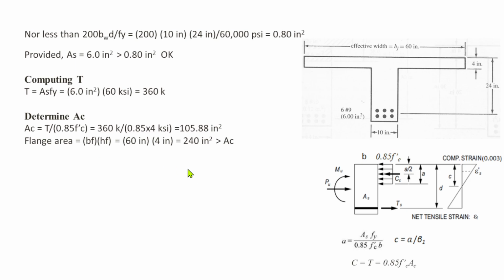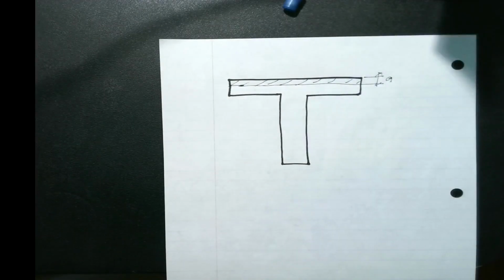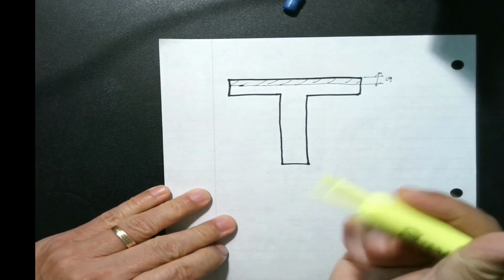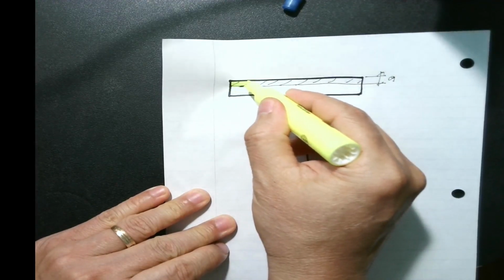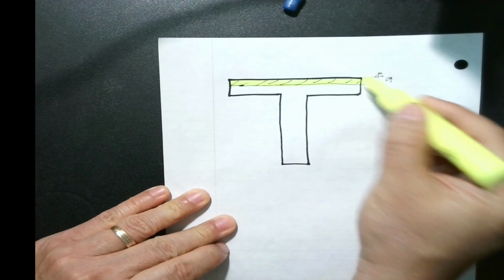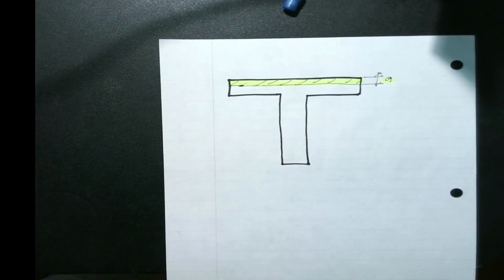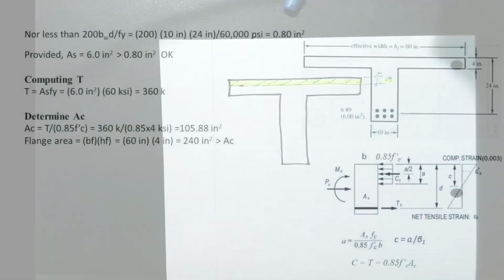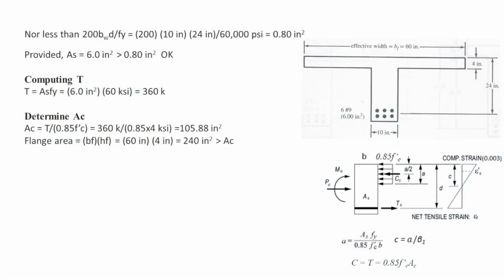So now we already know that the value of A is within the flange area. So which means if you look at the actual here, the compressive strength is somewhere here. We have the value of E like that.